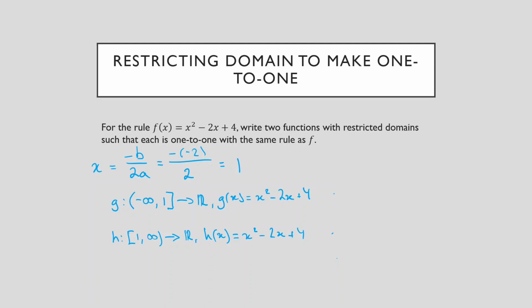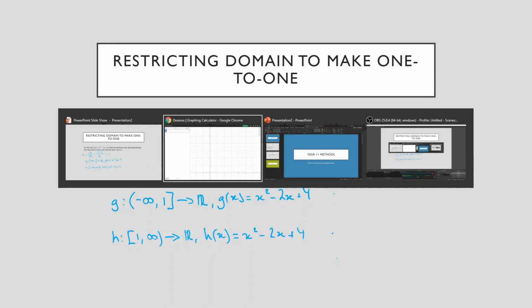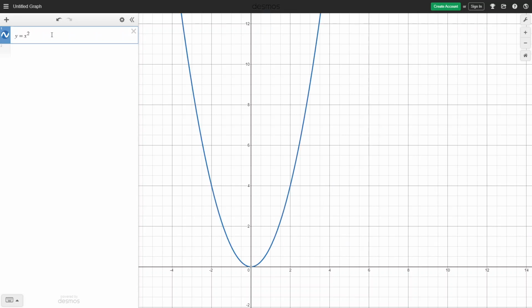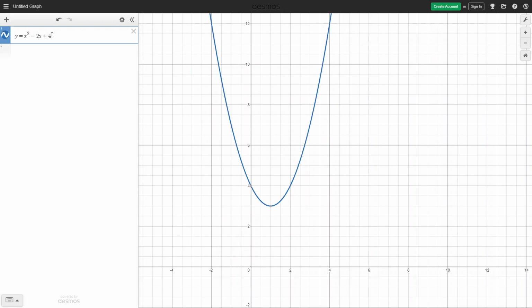I'm going to show you what that looks like in Desmos so we can actually prove whether or not this is a correct thing. So let's go to Desmos. Let's type in the equation of our parabola: y equals x squared minus 2x plus 4. So that's what the original parabola looks like.